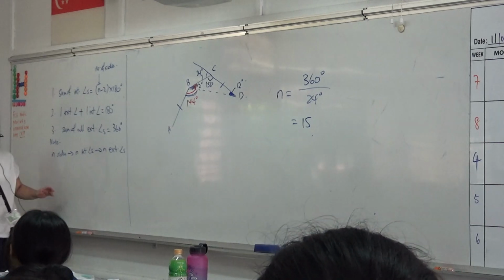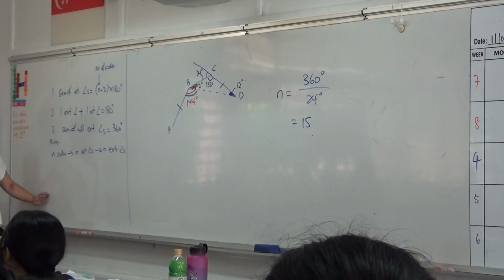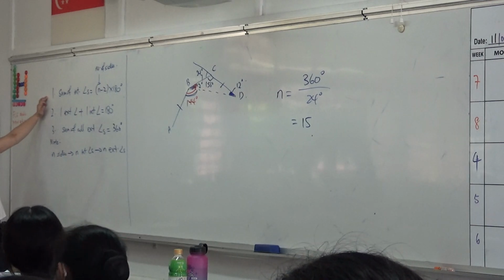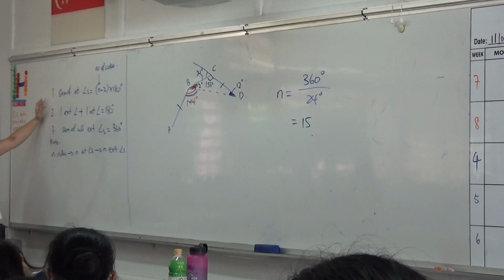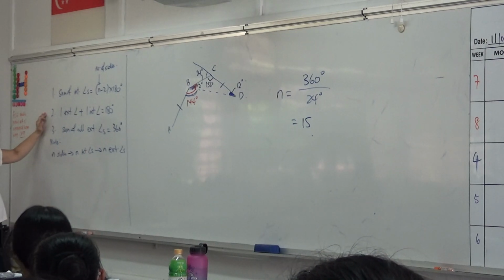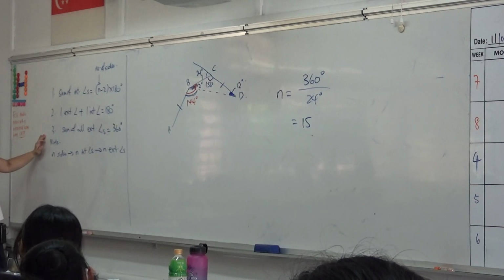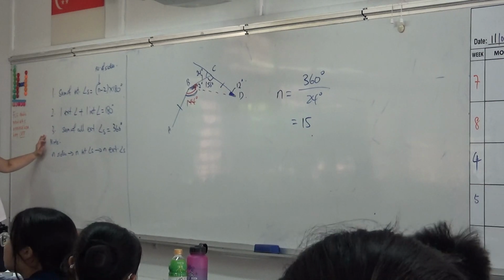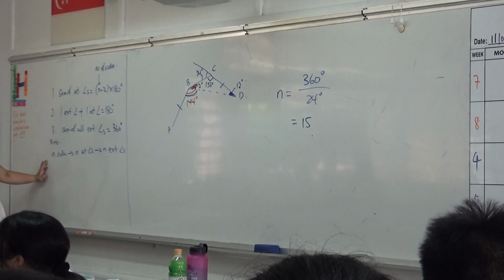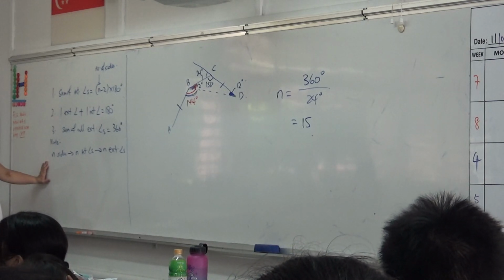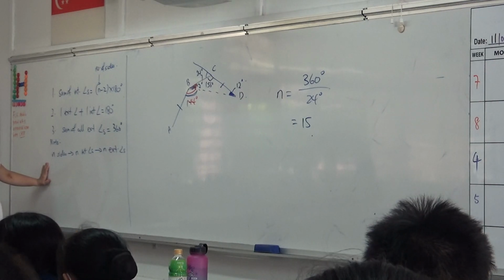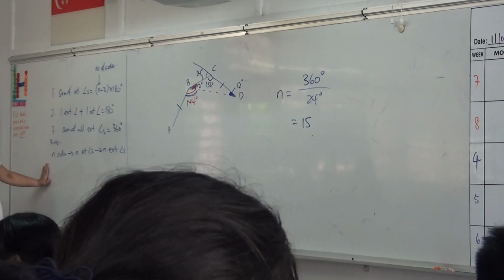Okay, so what have I done today? All of you look at the board. Sum of interior angles is n minus 2 times 180. One exterior angle plus one interior angle is 180 degrees. Sum of all exterior angles is equal to 360 degrees. And n sides will mean n interior angles, which will mean n exterior angles. Are we all clear?